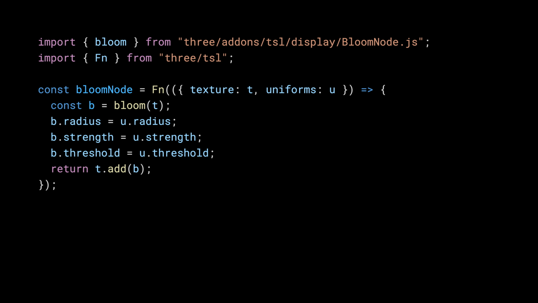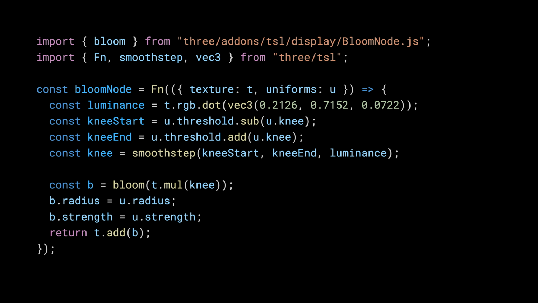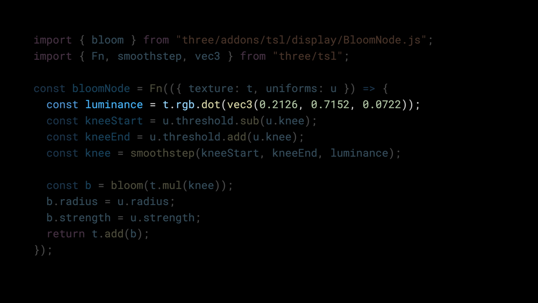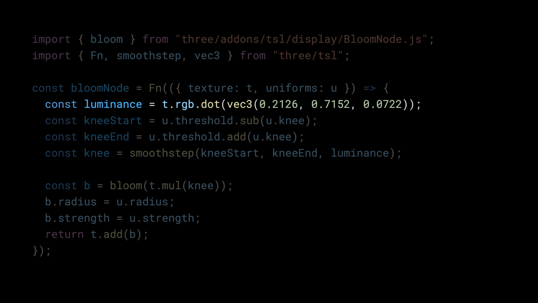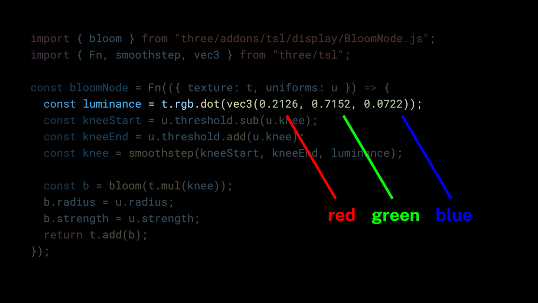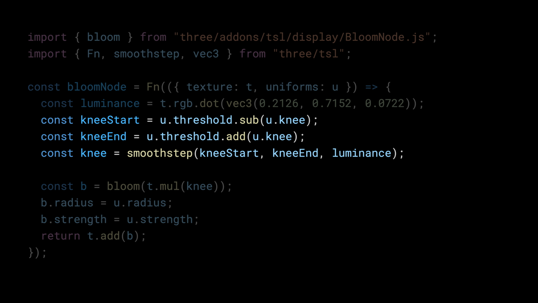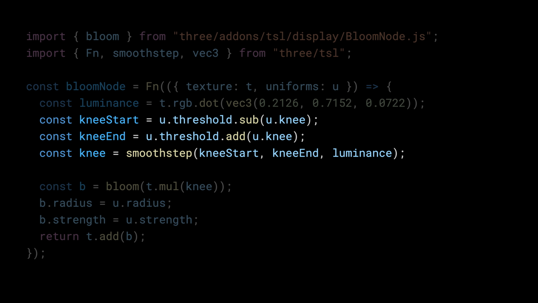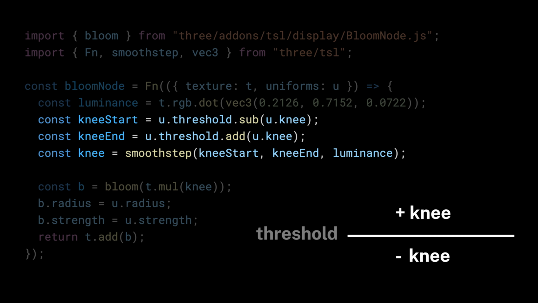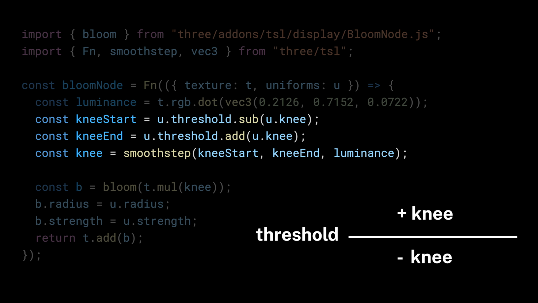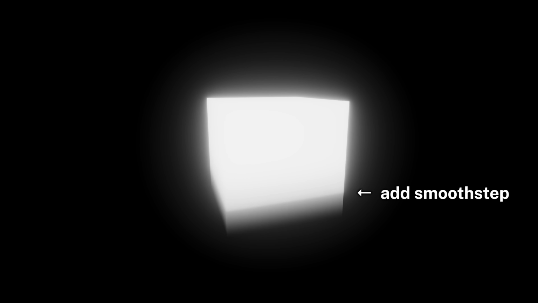How do we determine luminance? We can calculate it by taking the dot product of our texture's RGB output and a vector with weights representing how sensitive our eyes are to red, green, and blue light. Then we pass in a new uniform called knee, which represents the size of the buffer we want above and below our luminance threshold. Between those upper and lower bounds, we want to create a gradient of values, and the easiest way to do that is to use smooth step.